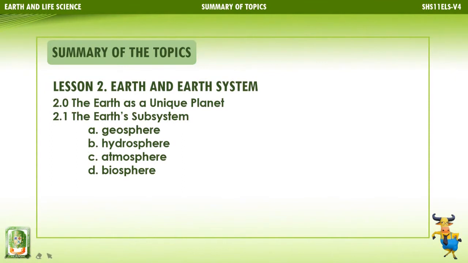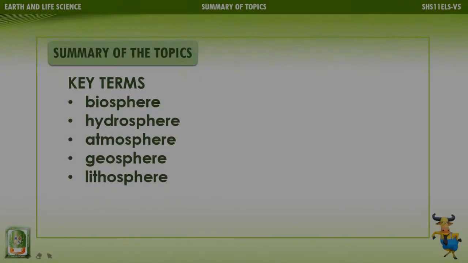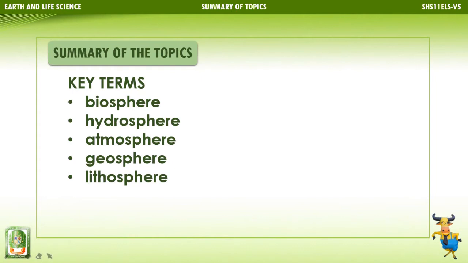Summary of the topics. Lesson 2. Earth and Earth System. 2.0. The Earth as a unique planet. 2.1. The Earth's subsystem. A. Geosphere. B. Hydrosphere. C. Atmosphere. D. Biosphere. Key terms: biosphere, hydrosphere, atmosphere, geosphere, lithosphere.